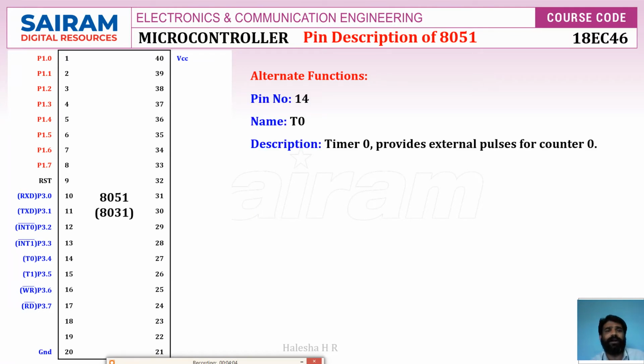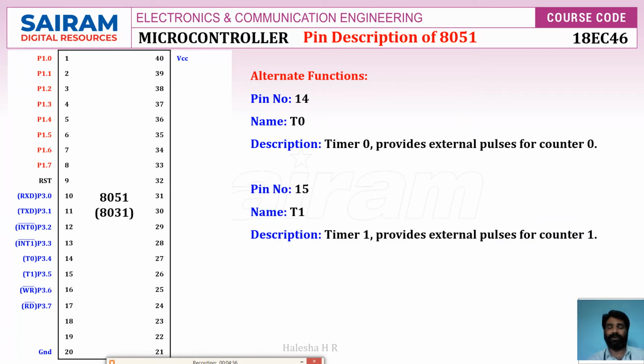And pin number 14, T0, timer 0, provides external pulses for counter 0. As you know, we have two 16-bit timer/counters. I mean they can be configured as a timer as well as a counter. If we configure one as a counter, it is to count external events. Those external events or external pulses are received through the T0 pin, that is pin number 14, for counter 0. Similarly, for counter 1, we receive external counting pulses through the T1 pin, that is pin number 15.